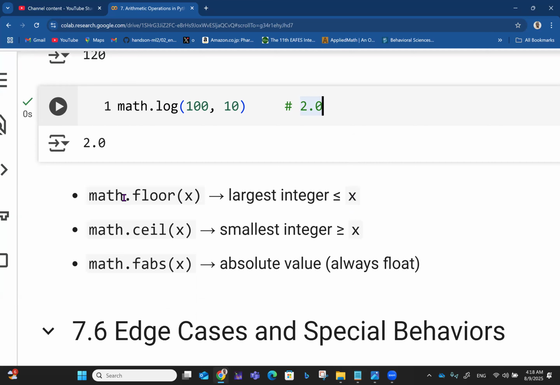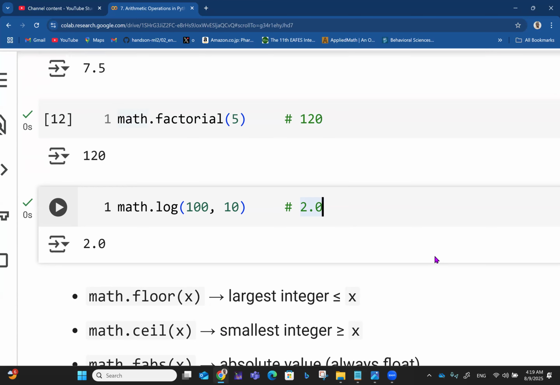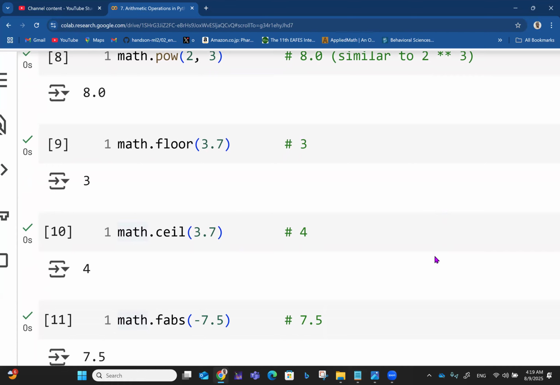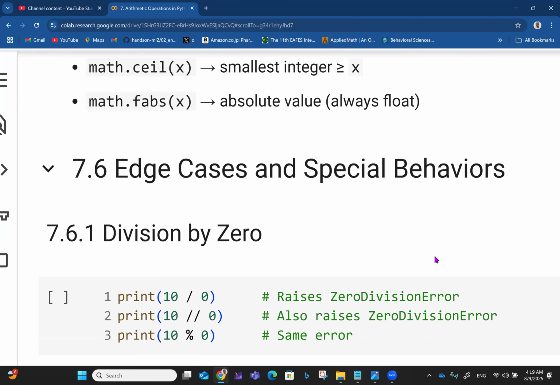So you can see that math.floor of x gives the largest integer that is less than x. Math.ceil of x is the smallest integer that is greater than x. The math.fabs is the absolute value, which is always a float. Okay, absolute value of 7.5, which is always a float.